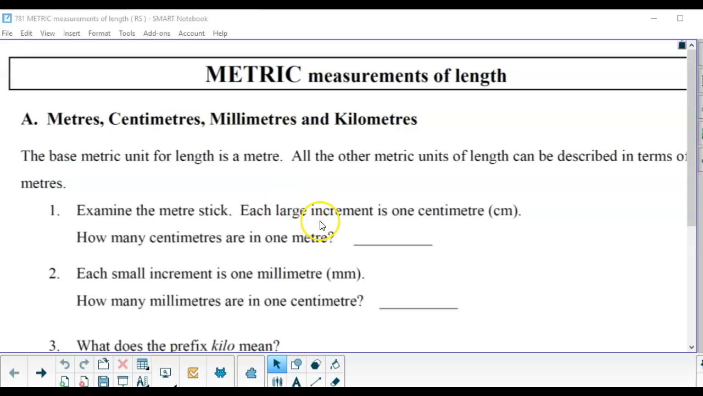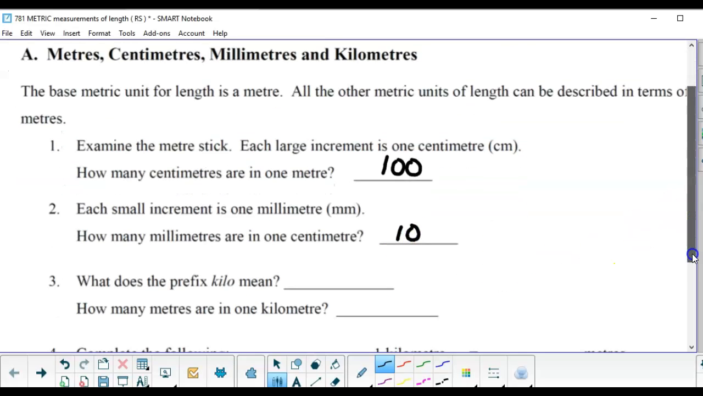Each large increment is 1 centimeter. How many centimeters are in 1 meter? There's 100. Oops, sorry. Okay, each small increment is 1 millimeter. How many millimeters in a centimeter? 10. Okay, so hopefully you remember that.